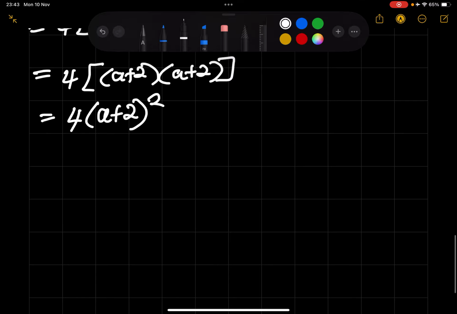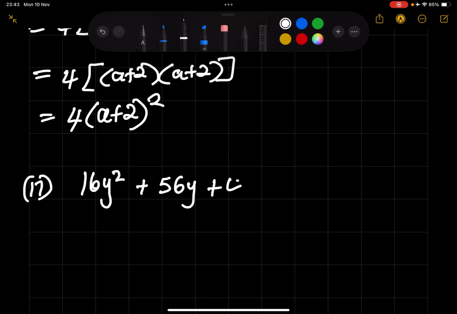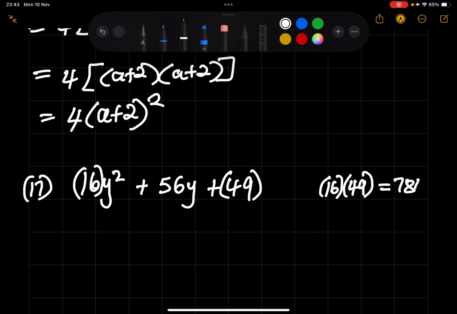Okay? So 17. We have 16y squared plus 56y plus 49. We take the first term and multiply with the last term, which is 16 times 49. So you take this number, you multiply with that number. And then our answer would be 784. And then we look for the factors of 784 that add up to 56. And those are 28 by 28.